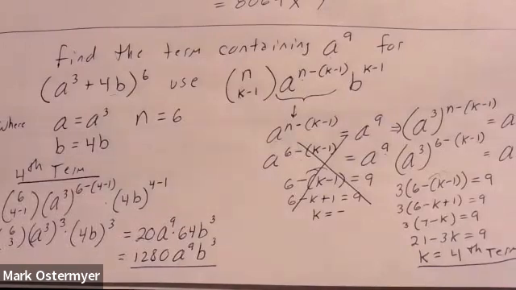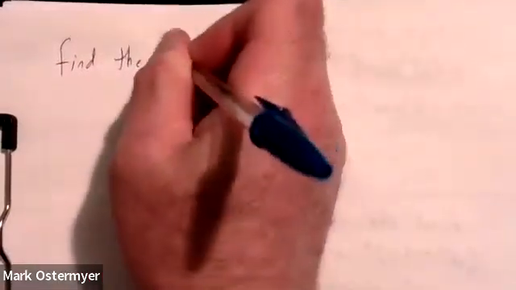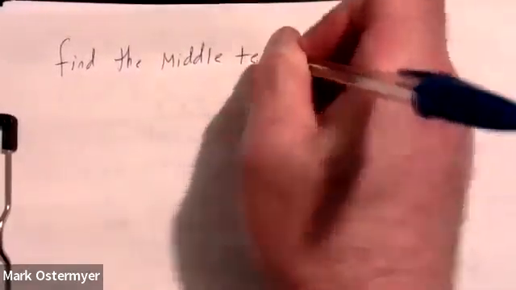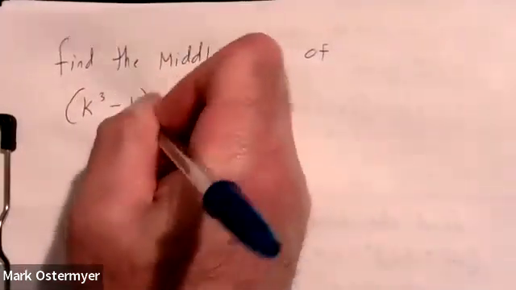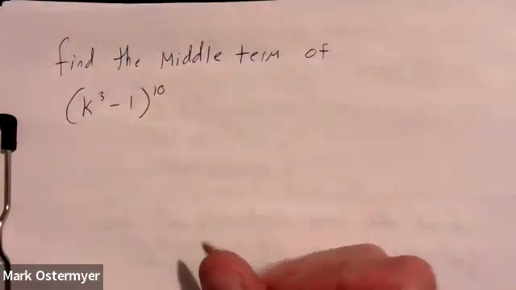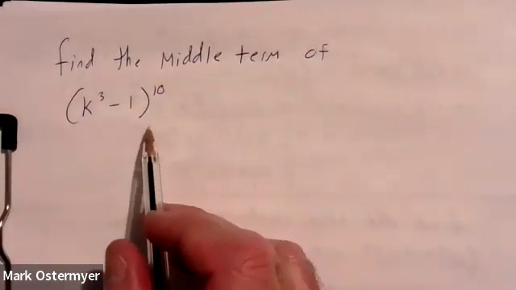concerned with. Another one. And here's another typical problem you could be confronted with while using Alex. The problem comes at us like this. Find the middle term of the binomial expansion, k cubed minus 1 raised to the 10th power. Find the middle term of this expansion.